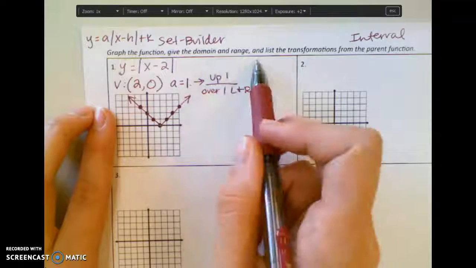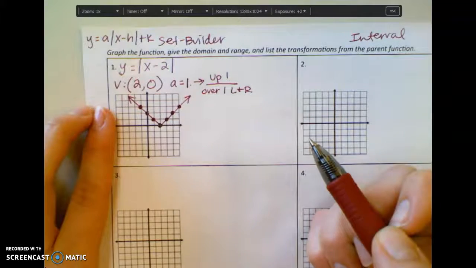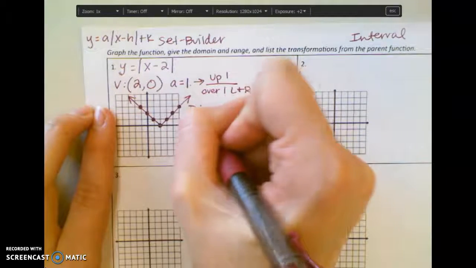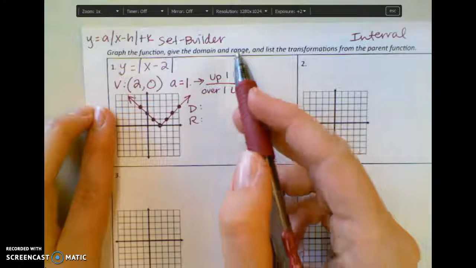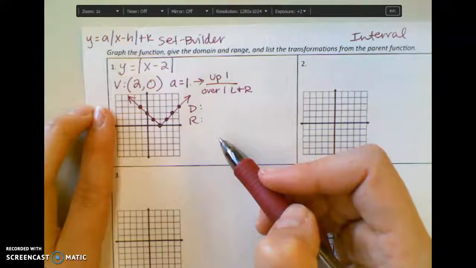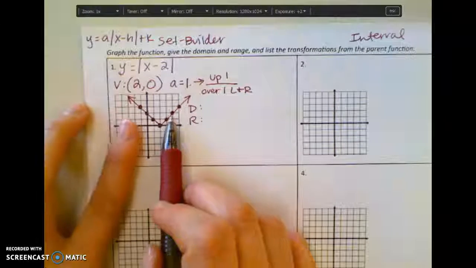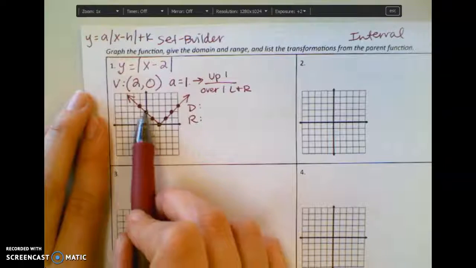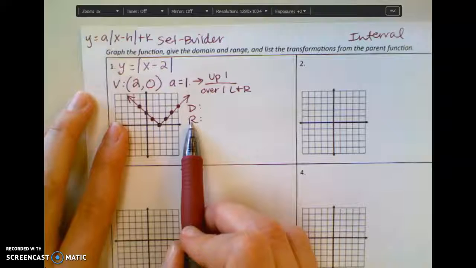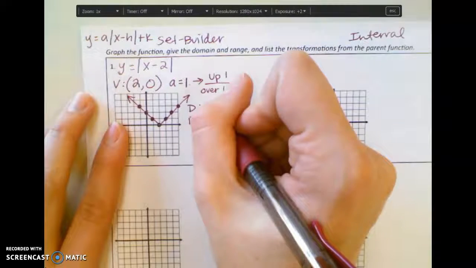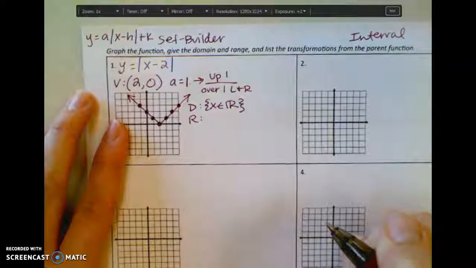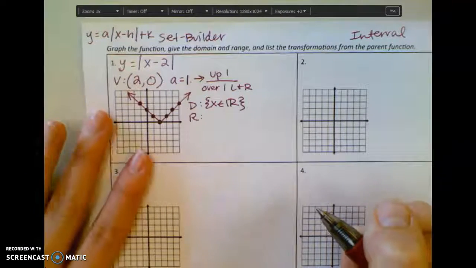Now we want domain and range, and we're going to list the transformations. So first let's do our domain and our range. And on this side, we are doing set builder notation. Now, on the front of the page, what did we say our domain is for every single one of these? Let's think about it with this graph. My domain, I'm going forever to the left with that arrow, forever to the right with that arrow, because the domain is those x's. So my domain is going to be all real numbers, or x is an element of the reals.